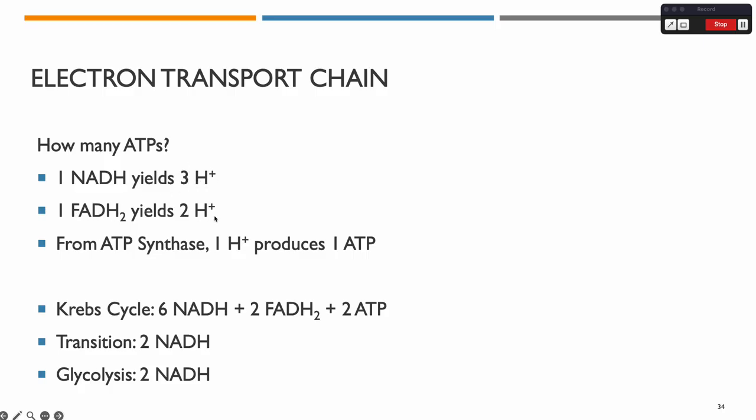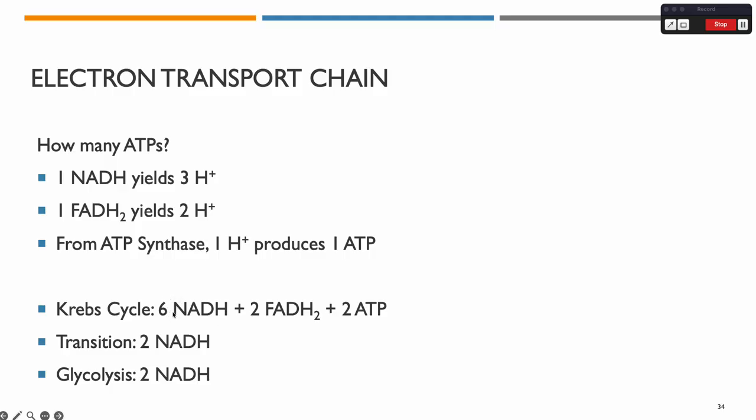An FAD will yield 2 hydrogens into that inner membrane space. And for every hydrogen that moves through the ATP synthase pump, we'll produce 1 ATP. And so we can start to do the math. In the Krebs cycle, we produced 6 NADHs, which is the equivalent to each one of those making 3 hydrogens, or 1 ATP per NADH. Sorry, they'll make 3 hydrogens, which each of those hydrogens converts into an ATP.